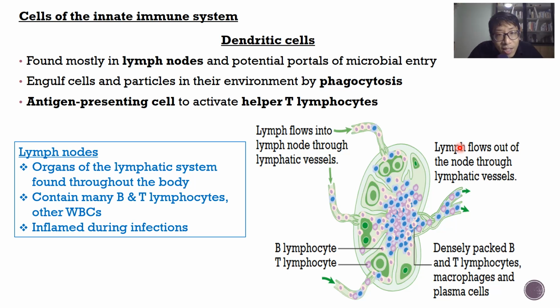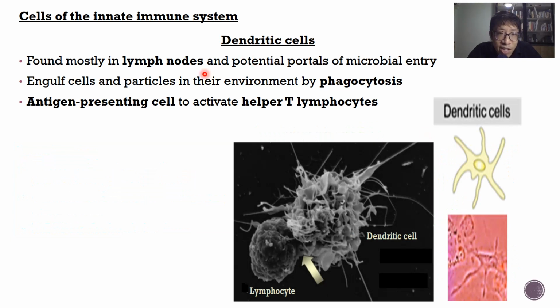Dendrites is usually a term used for nerves to describe some of the projections of the nerve cells. But the dendritic cells also have such projections. They're not nerve cells, but they also have such projections from their cell body. So that's why it's called dendritic cells. The shape is quite unique.